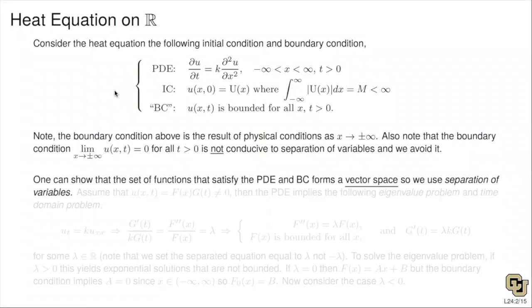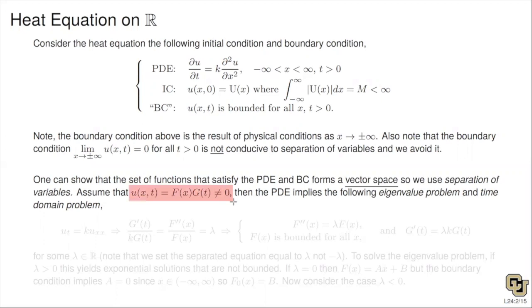So we claim the set of functions that satisfy the PDE and boundary conditions forms a vector space. Remember that whole thing? And so now we claim we can use separation of variables. Now all of this should start flooding back like a good old friend. We let u of x,t equal f times g, and we assume it's not equal to 0. And then we use the heat equation to separate the variables.